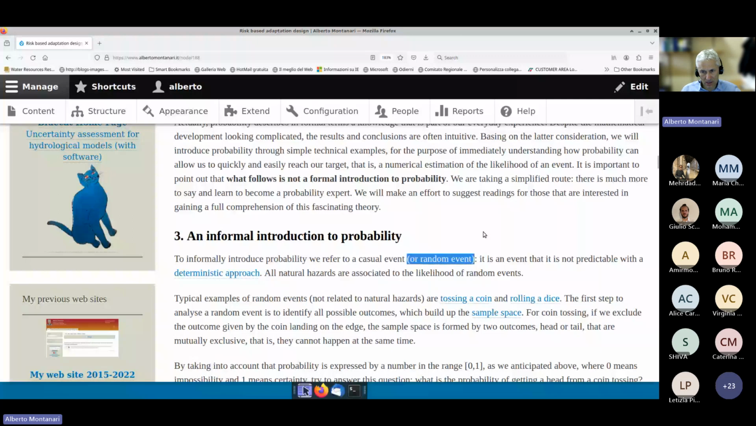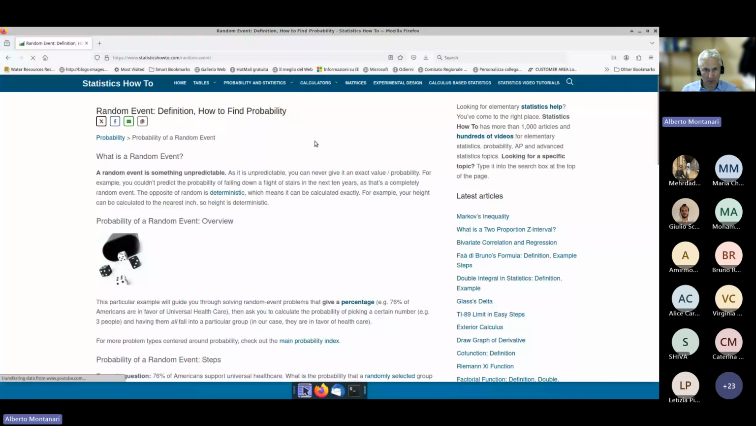Look, there is a link here. Let's click on it. Okay. Random event definition, how to find probability.